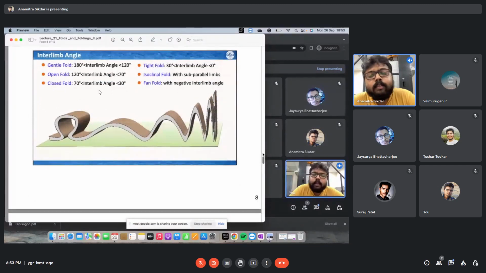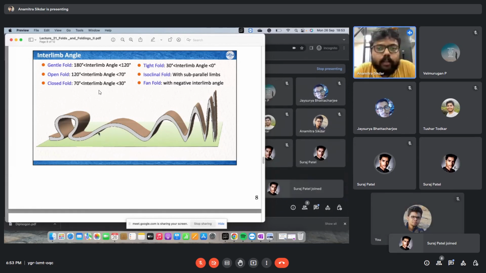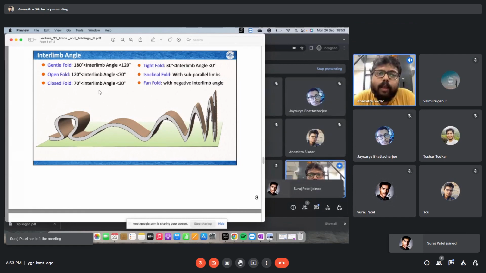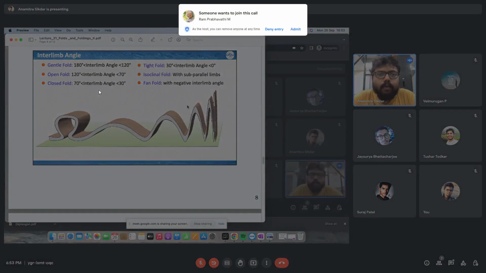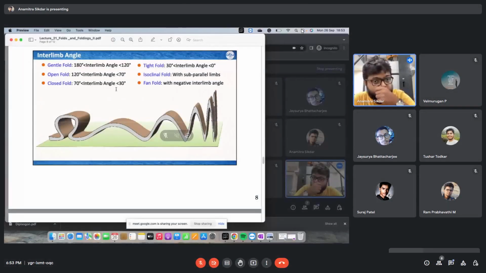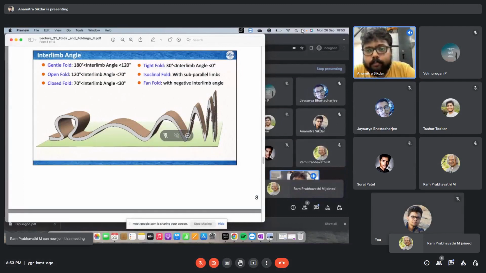Yeah, as I said, depending on the interlimb angle, why do we measure the interlimb angles? Because to classify these folds, right? If you have a gentle fold, the interlimb angle will be 180 degrees to 120 degrees. This is an open fold where you have 120 degrees to 70 degrees interlimb angle, and this is a closed fold where you have the interlimb angle between 70 degrees to 30 degrees, and here is tight fold, and here is isoclinal fold, right?